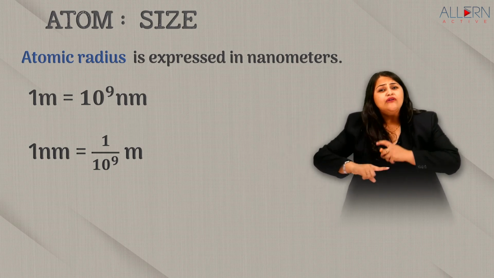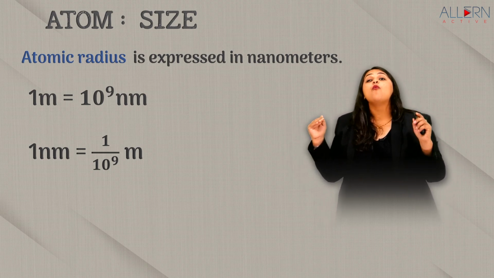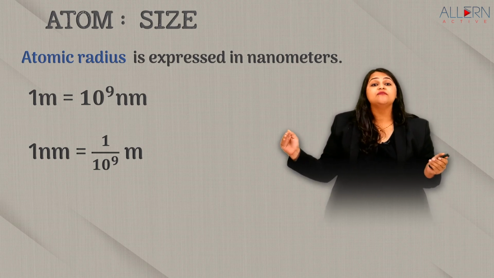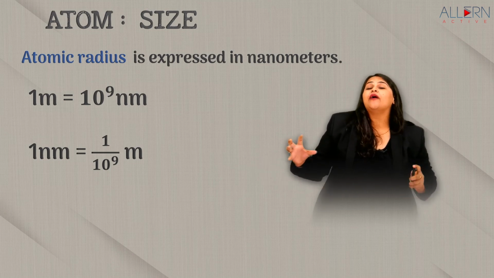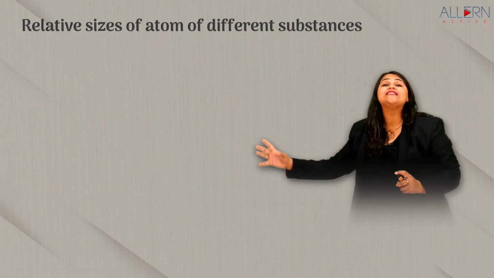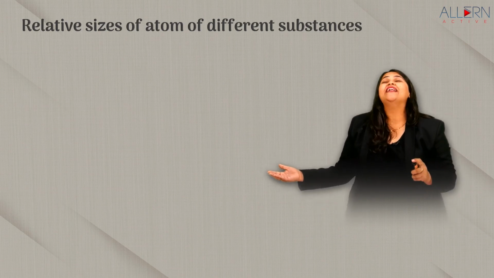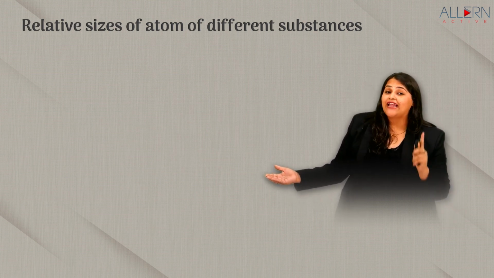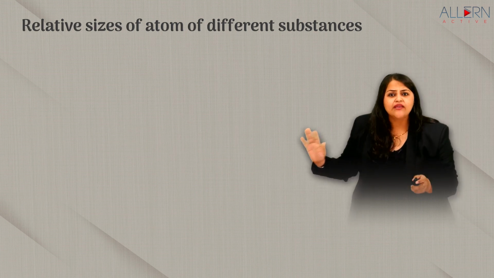Now, when you talk about these sizes, initially the scientists thought that it's very simple to compare the size of different atoms with each other. And how did they do that? Well, they brought about a concept of relative sizes. The question is, relative sizes? Well, yes. They compared each and every structure of an atom with a relative another atom. We'll see what that is.